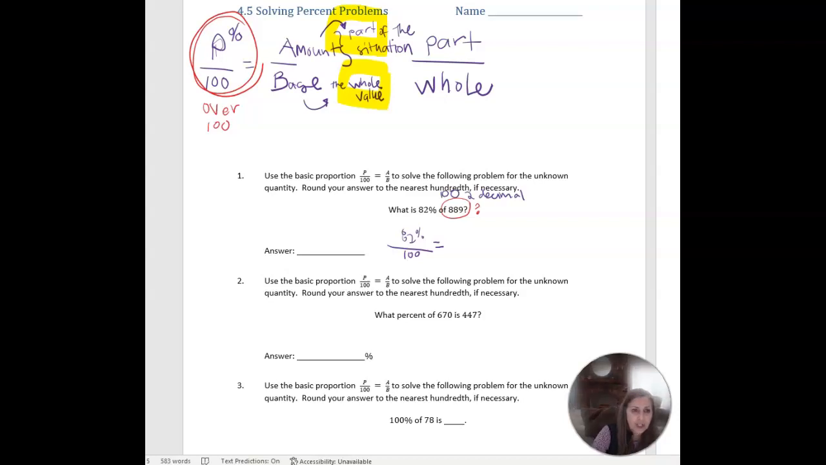They're asking you what part. What is the part of 889? So 889 is our base, and what we're looking for is the amount, A, that would be your part. So I'm going to put an X up here for the amount. I don't know what amount is 82% of 889. That's what I'm trying to figure out.